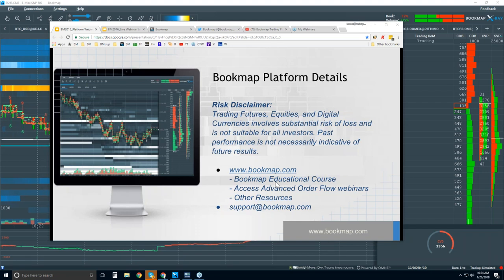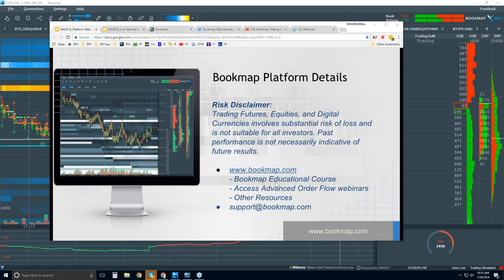That's part one of the educational course, and then we take that into structure and volume and the limit order book, and start to understand the context of all of that together. And it's actually pretty simple stuff.